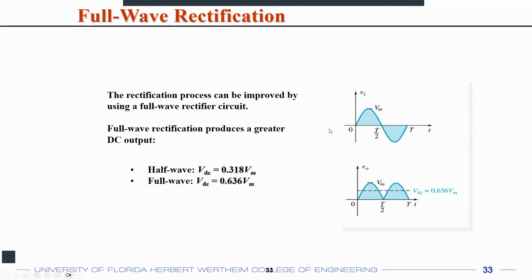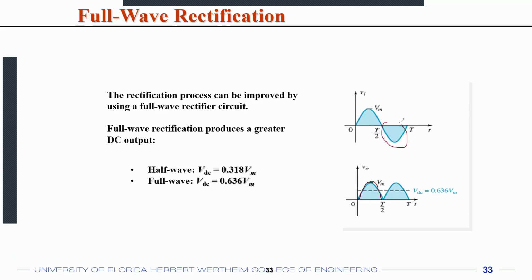Now, this rectification can be done using a full wave rectifier circuit as well. You have half the cycle over here. The other half cycle, if you can somehow flip, if you can somehow mirror this part and then put it over here, then the full wave rectified average voltage is going to be double of the half wave rectified voltage. For the half wave rectification, we already found that the average value is 0.318 times Vm. For the full wave, it's going to be double of that. So 0.636 times Vm. So that's basically Vm divided by pi and twice Vm divided by pi.